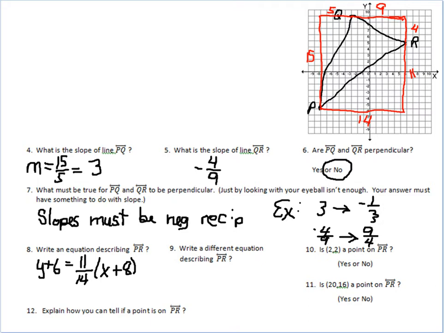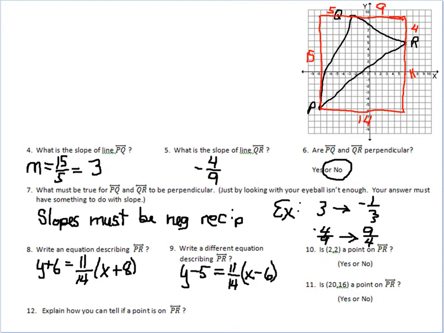And then describe a different equation. Well, you could just do it off the other point, the other point up there off of R. So it would be y minus the y value 5, same slope, and then x minus the x value, which was, what was it? 1, 2, 3, 4, 5, 6.